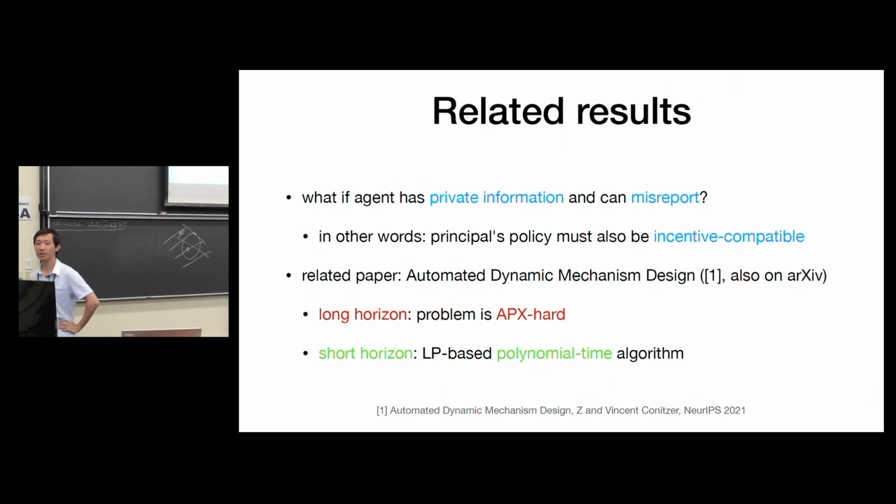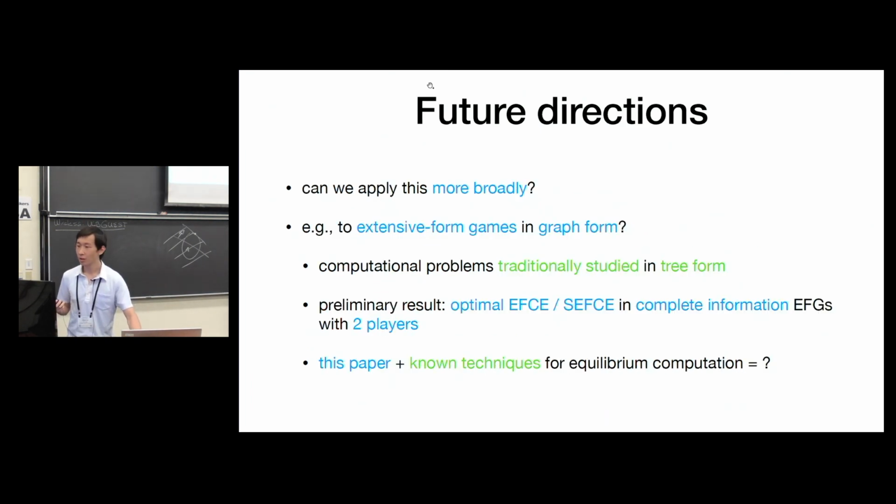So it turns out that problem is interesting too. So for example, actually a subset of the authors have this paper where we answer the computational question of planning with both IC and IR constraints. So the answer is in long horizon environments, the problem is APX-hard. And in short horizon environments, you can solve the problem using some complicated LP. And that's it. All right.